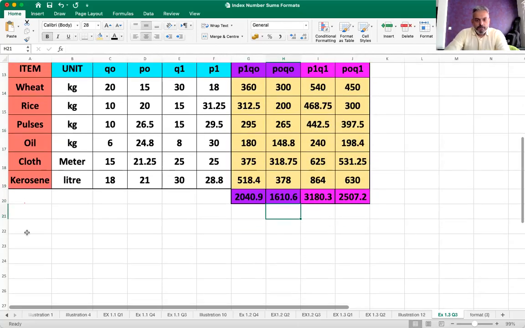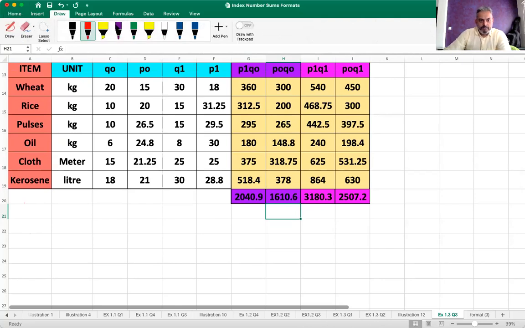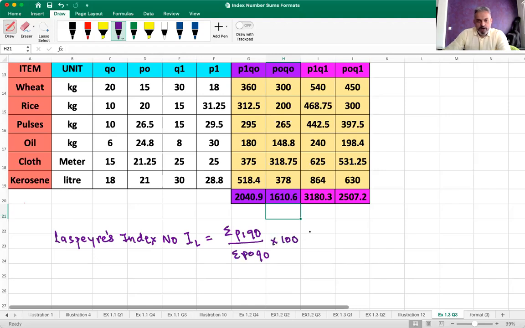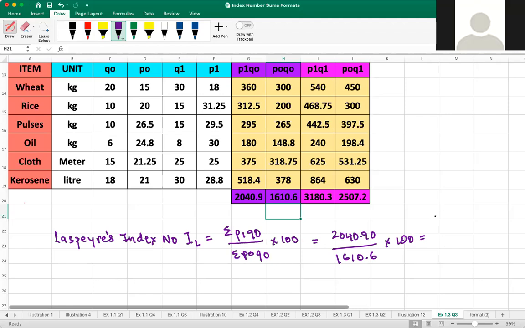Now we start with Laspeyre. Laspeyre's index number IL is equal to sigma P1Q0 upon sigma P0Q0 into 100, which is equal to 2040.90 upon 1610.6 into 100, which is equal to 126.72.